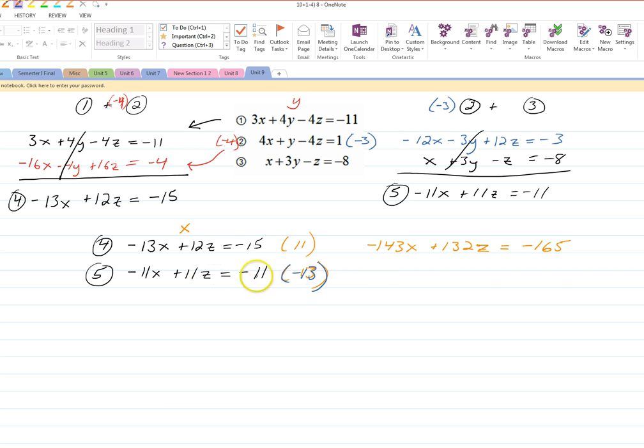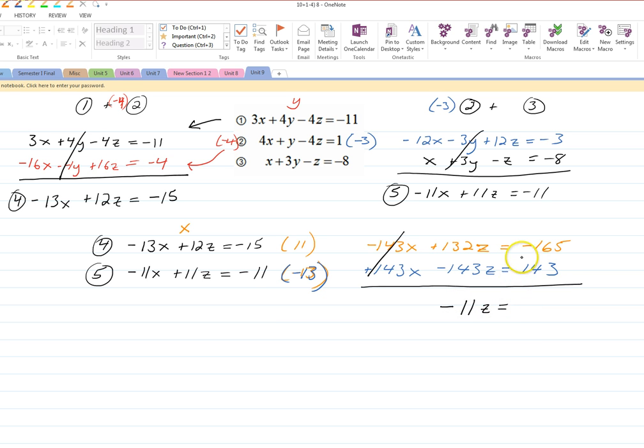Now multiply the bottom by negative 13. The one good thing about this is that they're all going to be the same number, so positive 143x minus 143z positive 143. So I have the x's that are opposite, so they're going to go away. So now look at your sign. Do you have more negatives or more positives? And we have more negatives, so we know our answer is going to be negative. Now just subtract 143 minus 132.